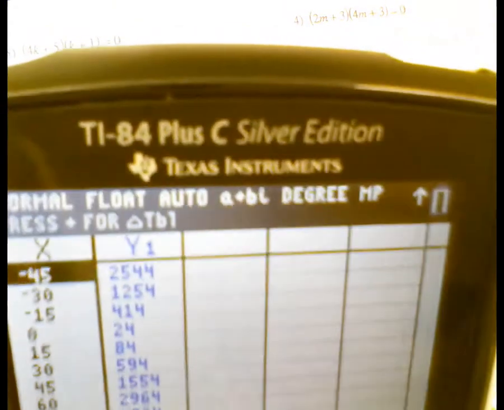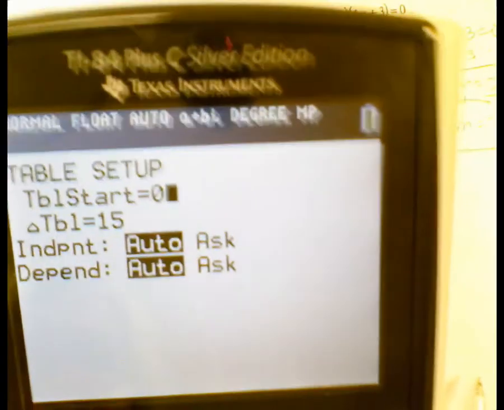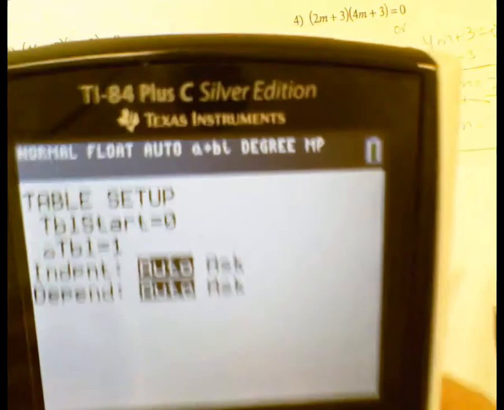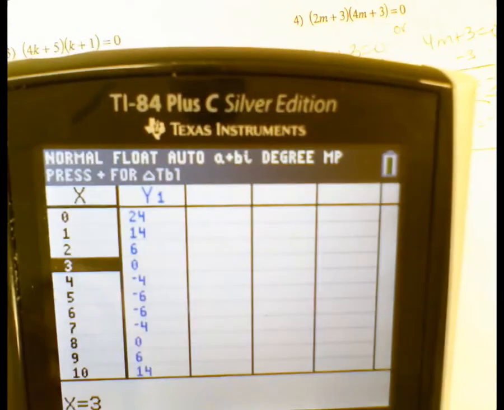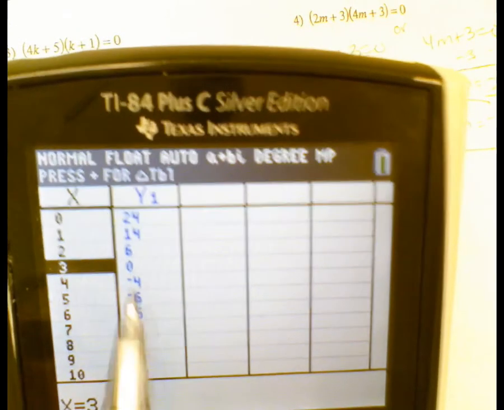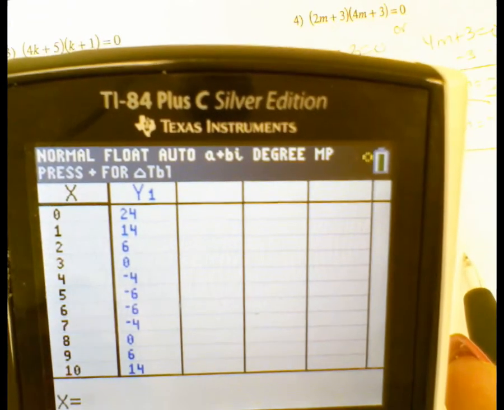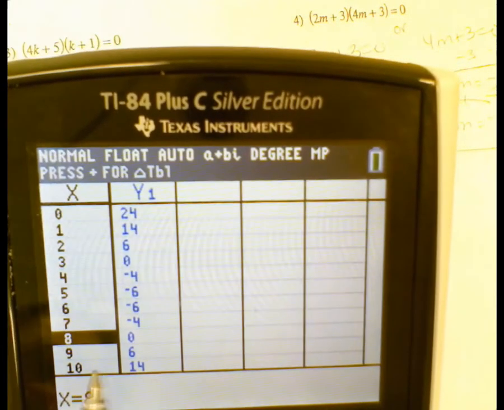Let me set this t-table up though. It started at 0. Go by ones. Let's look at this t-table again. So you'll see at 3. Do you see there's a 0 next to 3? That's called a 0 of the function. And if you keep going down, there's the second 0 of the function, 8 and 0.